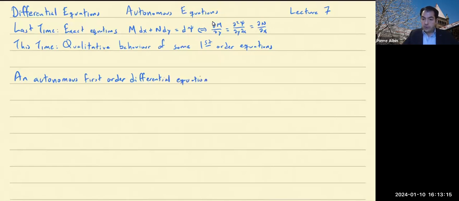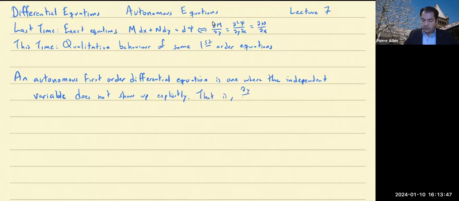An autonomous differential equation is one where the independent variable, for which we usually use the letter t, does not show up explicitly. Right? So that is to say, it's an equation that looks like dy by dt is equal to f of y.